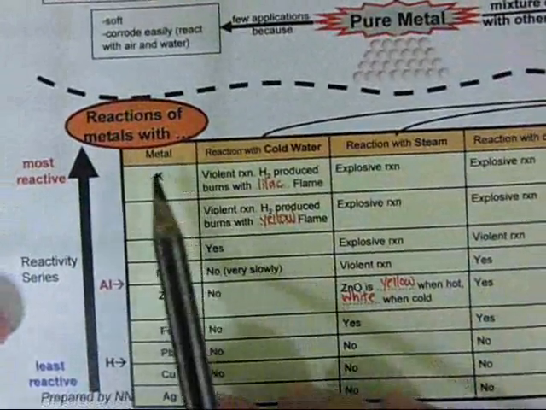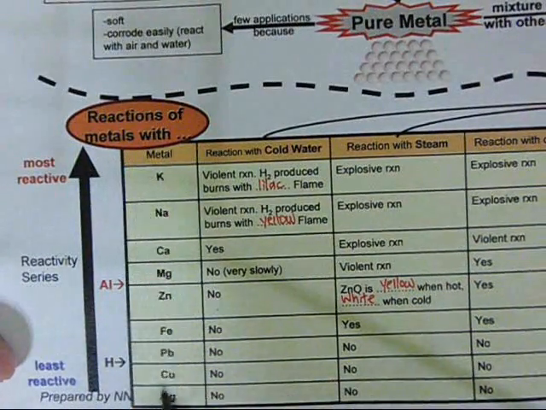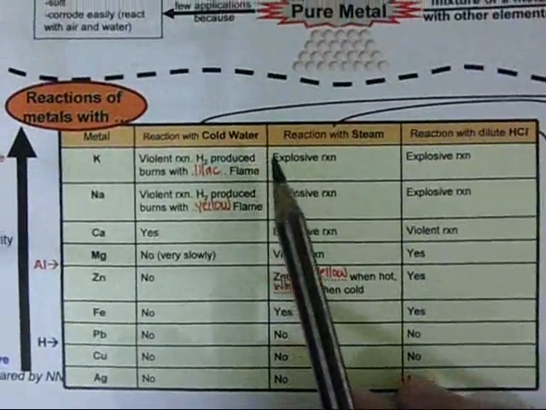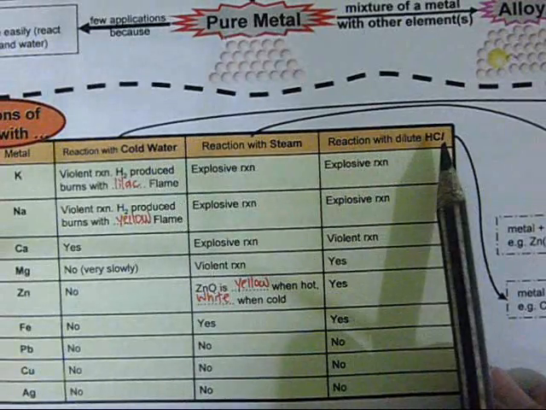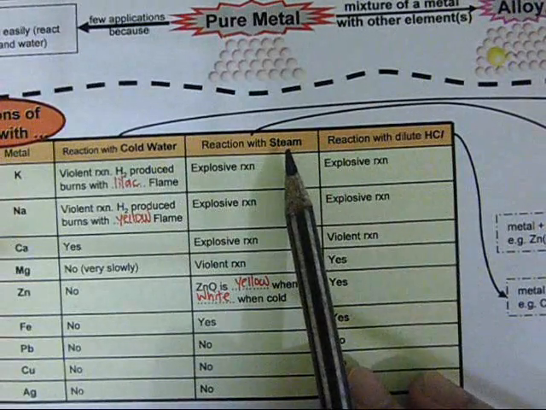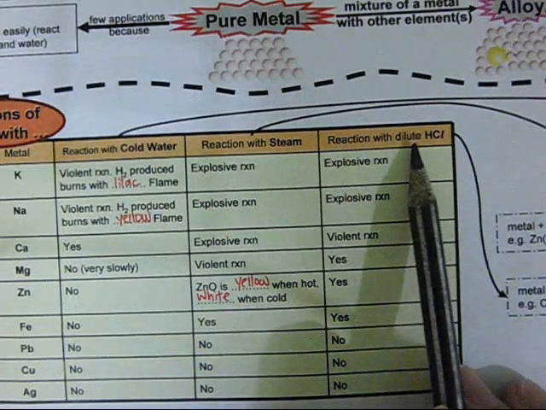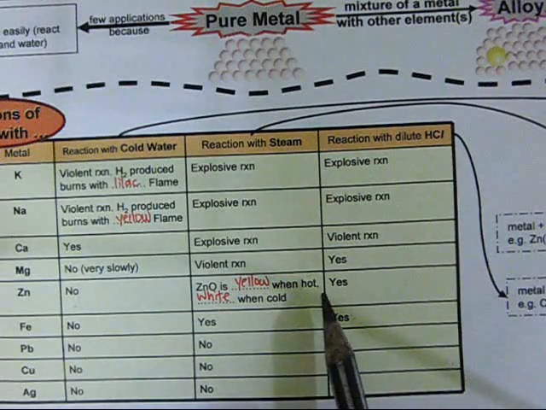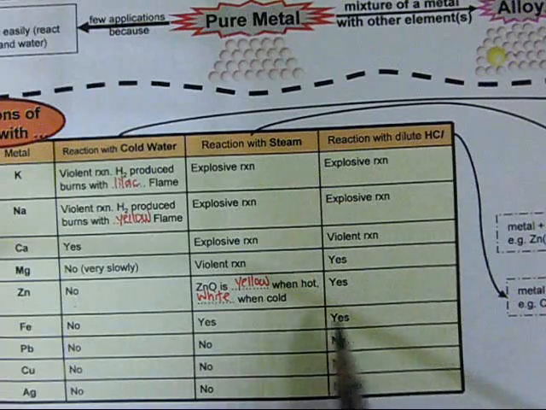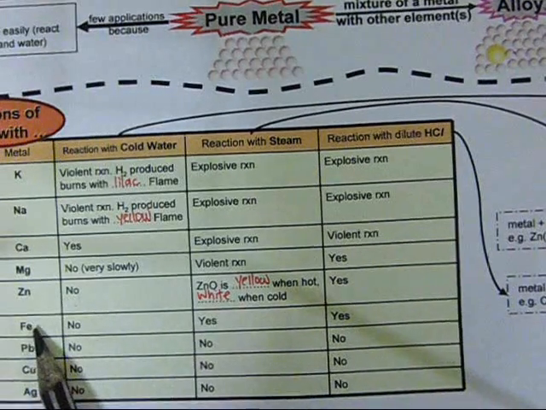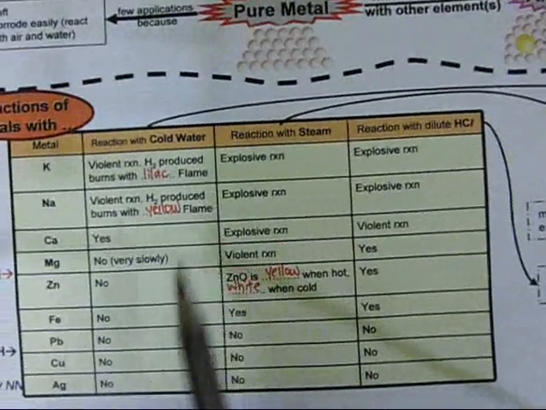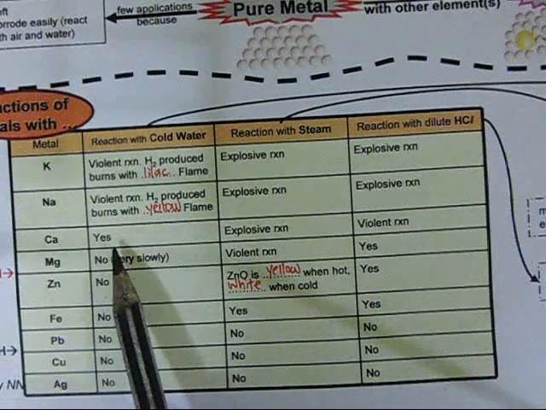Then after that, you need to know the reactivity series, including aluminium. And for the reaction of metals with cold water, steam, and HCl, you need to know that for reaction with steam and HCl, you have to remember the last element that reacts with steam and HCl, they are the same. The last element would be iron. Okay? And for cold water, the last element that reacts with cold water is calcium.